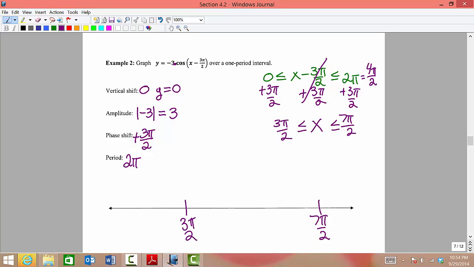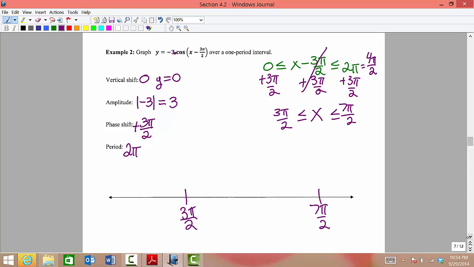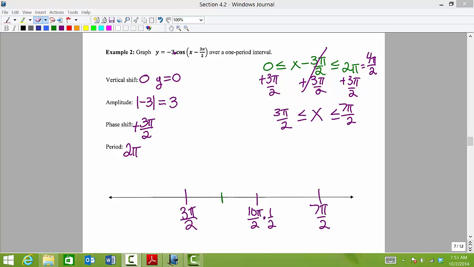And we need to find our midpoints. So we're going to add together and multiply by 1/2. Three pi over 2 plus 7 pi over 2 is 10 pi over 2, and then we're going to multiply by 1/2. We can cancel common factors between 10 and 2. There's a common factor of 2. And multiplying across, we get 5 pi over 2. So there's our midpoint.